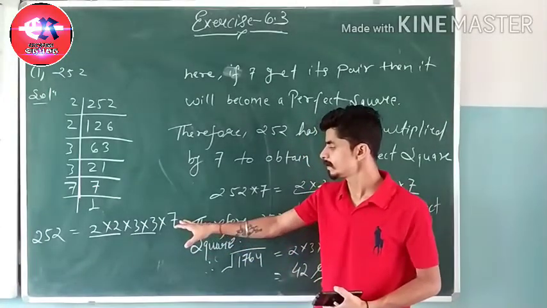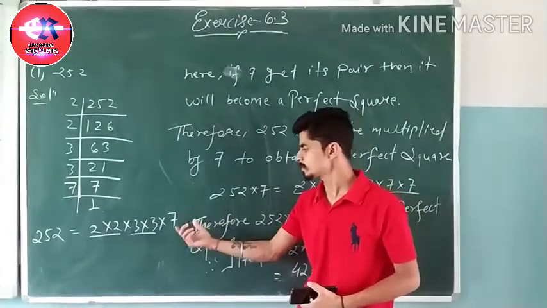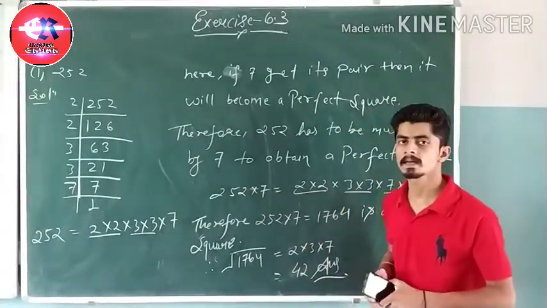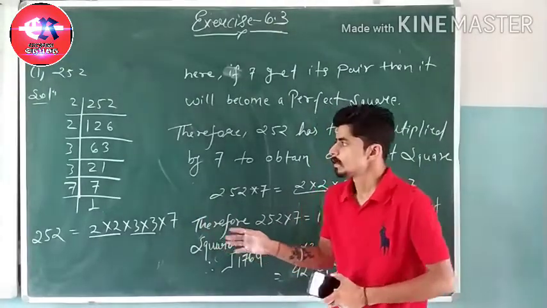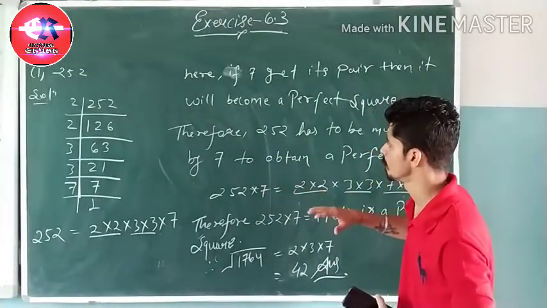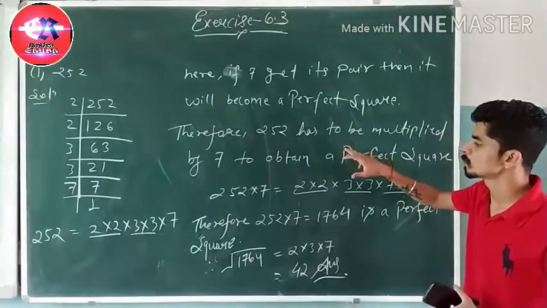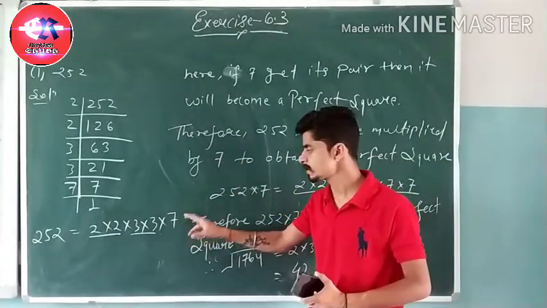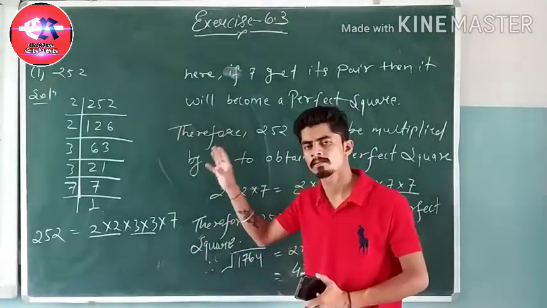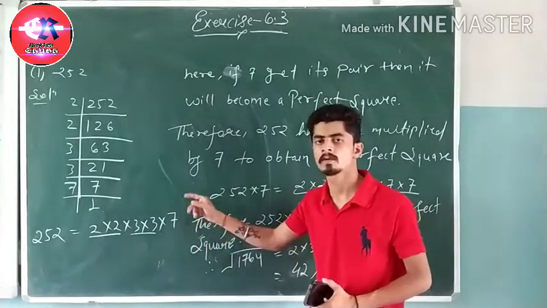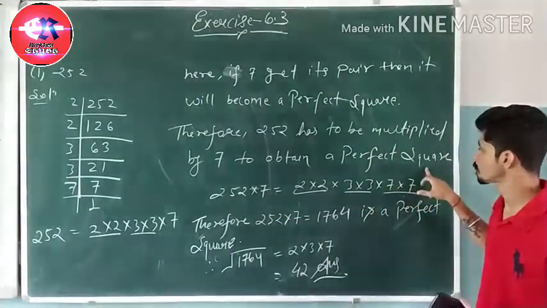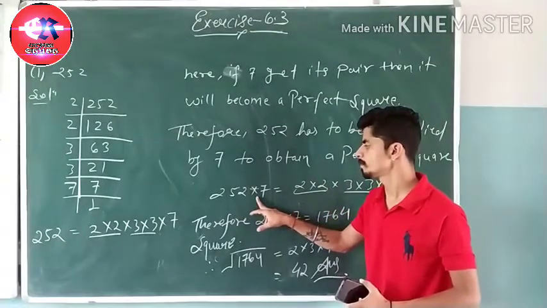That means when one more 7 is there, 7 will make its pair also. Now after that we get the complete 2 into 3 into 7, the complete square of a number. Therefore in 252, 7 is only one time, that means the number which does not have its pair is 7. If 7 is multiplied to 252, it will be there one more time. So 252 has to be multiplied by 7 to obtain a perfect square.